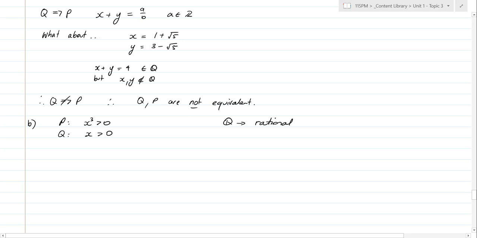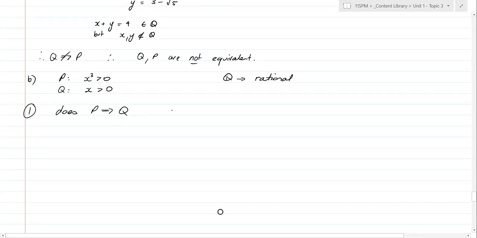Okay. So P, the statement x cubed is greater than 0, and Q, the statement x is greater than 0. Let's have a look at, first of all, the first equivalency. Does P imply Q? So if I start with x cubed is greater than 0, that is definitely true. Let's just say x is a real number. Does x cubed being greater than 0 imply that x is greater than 0?